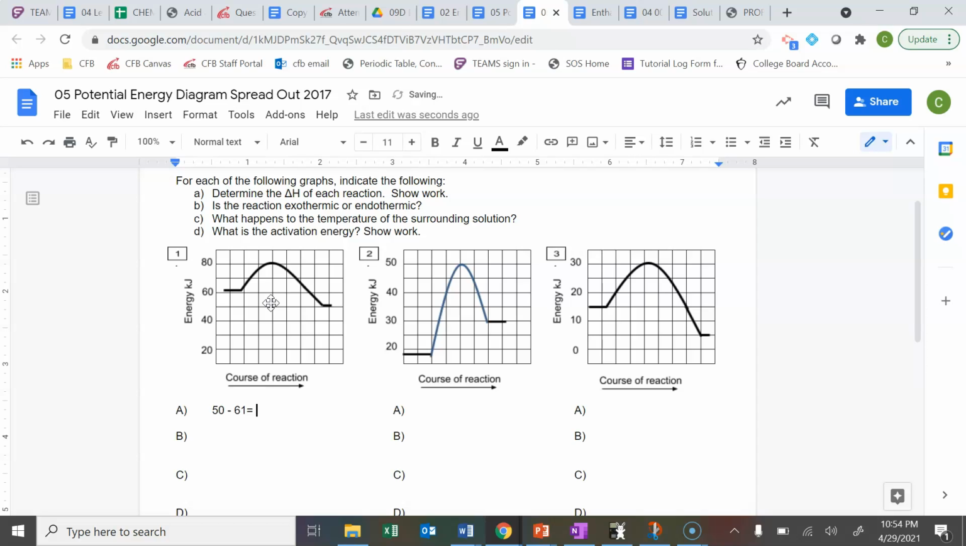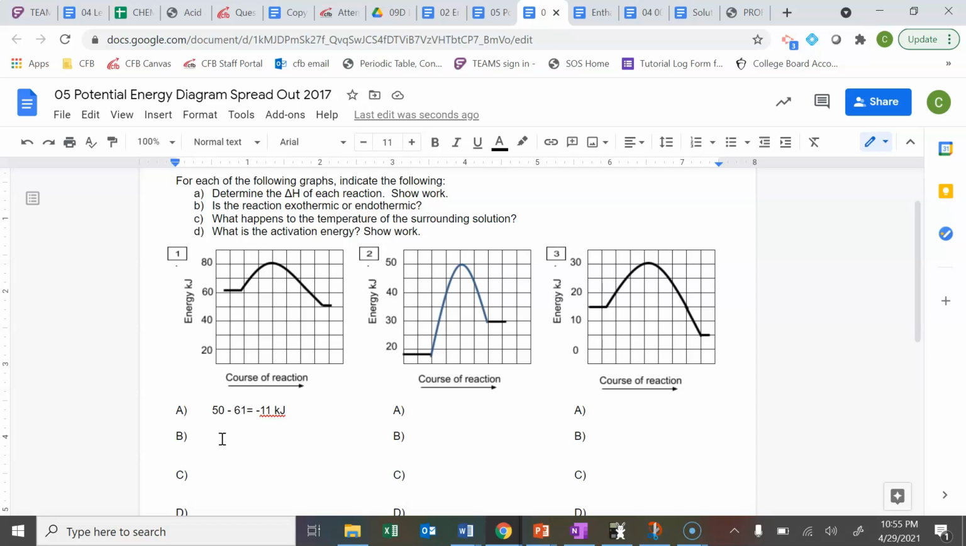So 50 minus 61 is going to be a negative number because 61 is bigger. And if you put it in your calculator, if you can do it in your head, either way it's okay, you end up with negative 11. And our units here are kilojoules. That's what it says on the axis. So negative 11 kilojoules.